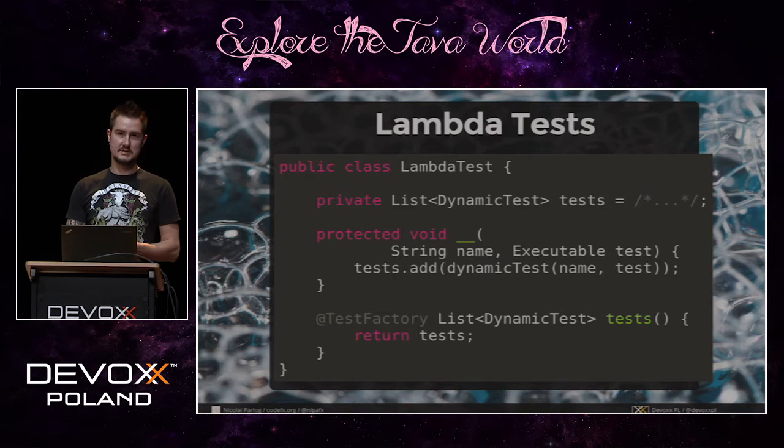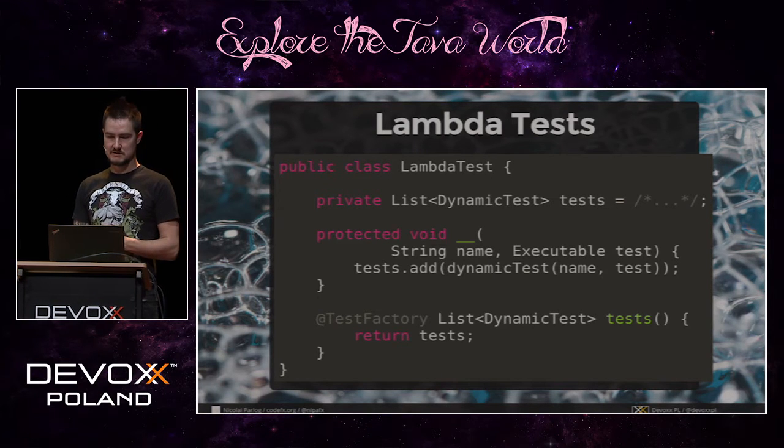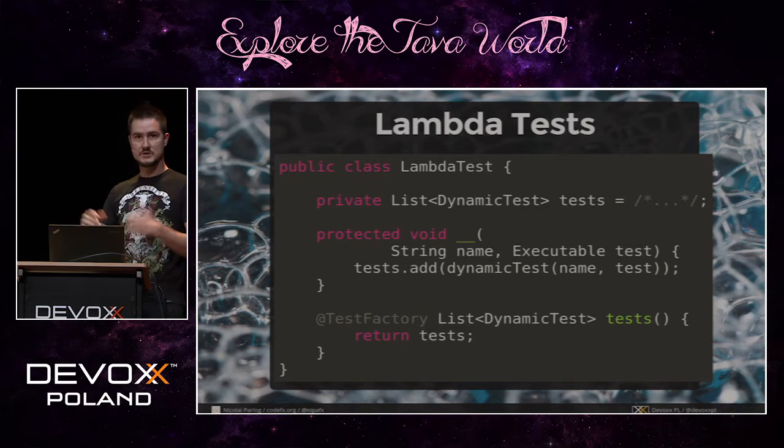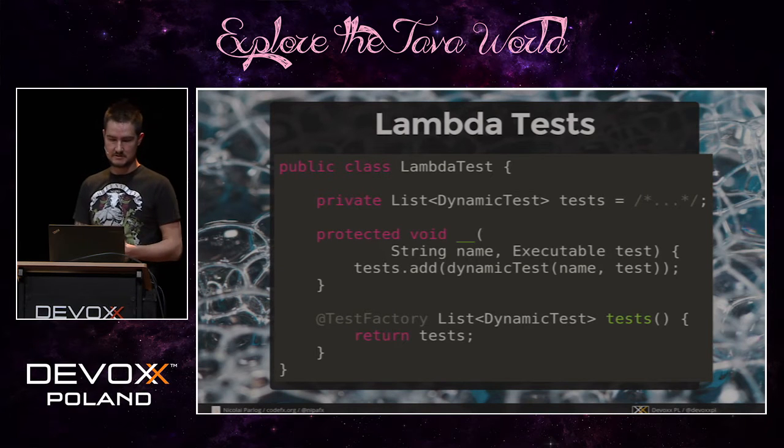So let's sink in for a moment. What we're doing here is declaring a list of tests, and then later at the bottom, JUnit will come by this class and see, oh, there's a test factory method. I'll call it. And we'll just return the tests that we registered earlier.